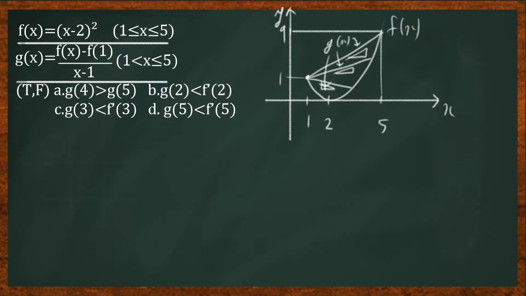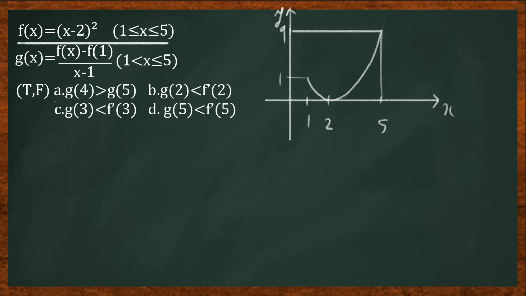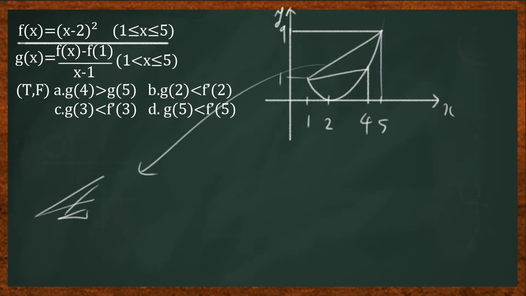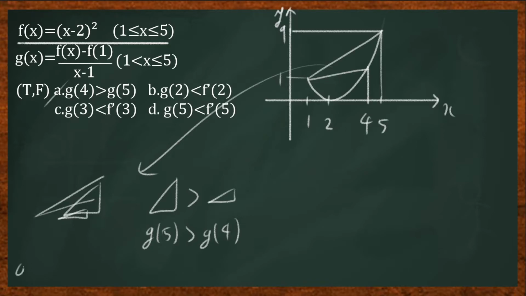Now let's try to solve the true or false questions. Question A: g(4) is greater than g(5). Now let's draw 4 and 5 in it and see how it goes. Let's look at the slope of it. If we compare the g(5) and g(4) slopes, you know that g(5)'s slope is greater than g(4)'s. So A is not correct, so A is false.